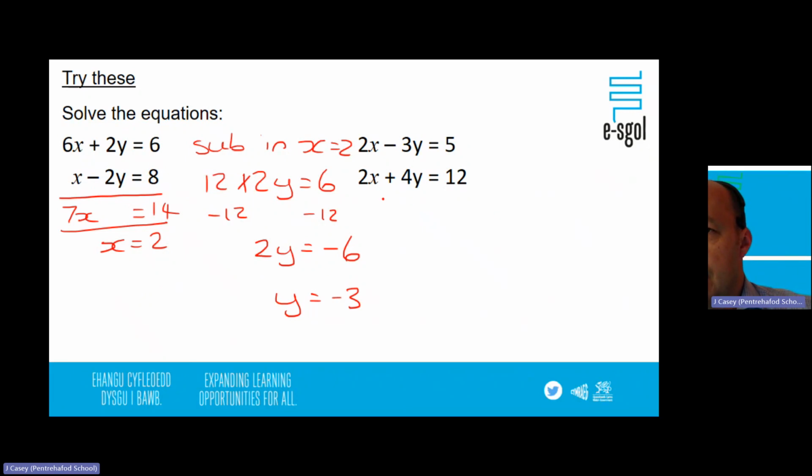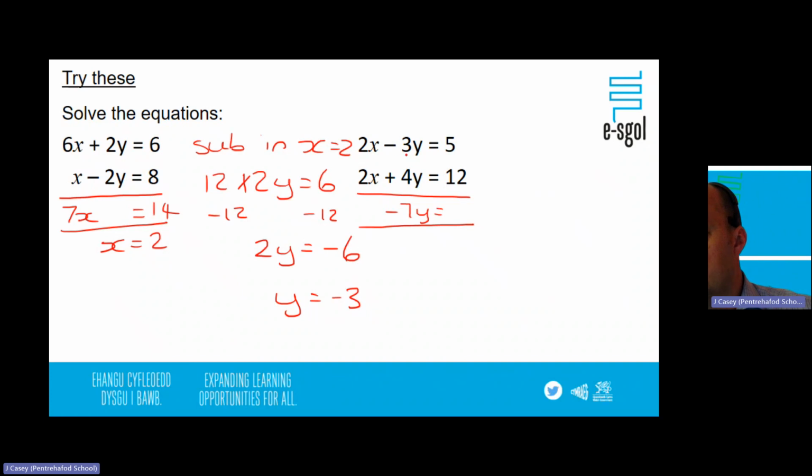The next one, draw my lines again. So I'm looking at the x's, I'm looking at the y's. I think it's the x's I need to get rid of now because they've got the same coefficient. It's going to be a takeaway. 2x take away 2x, the x's are gone, but be careful with the negatives here. So you've got minus 3y take away 4. That's going to be minus 7y.